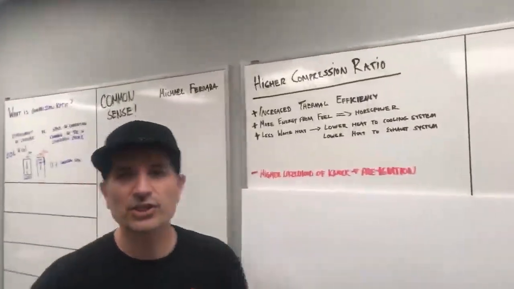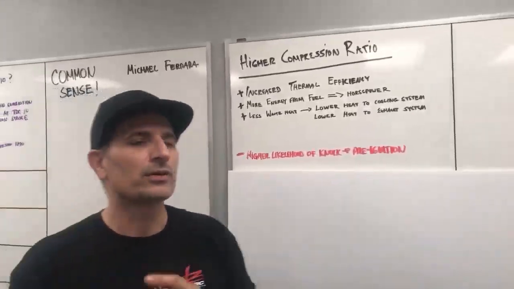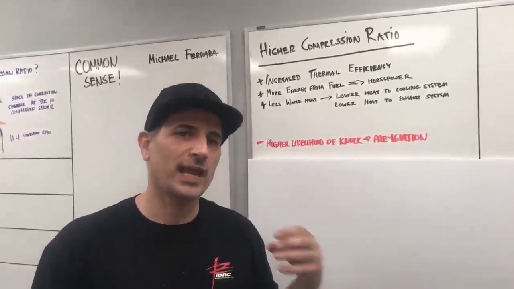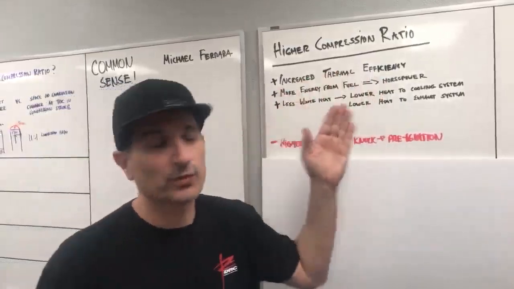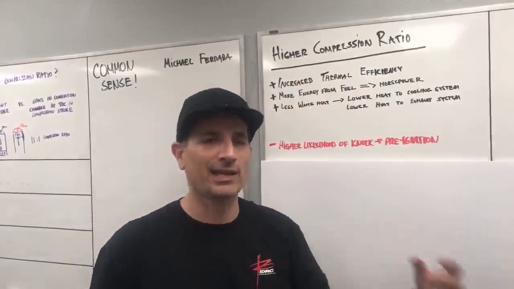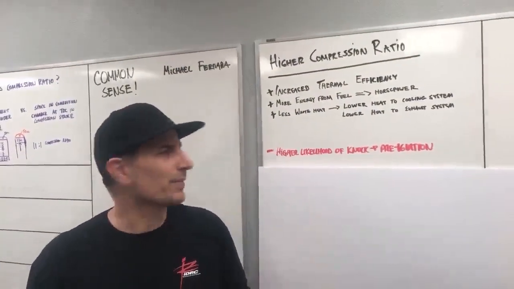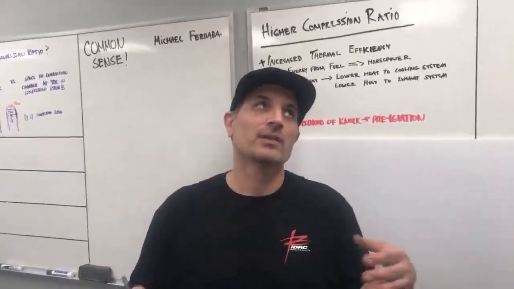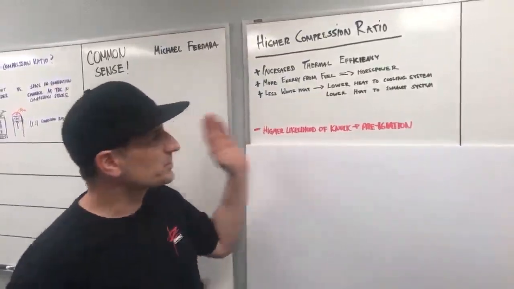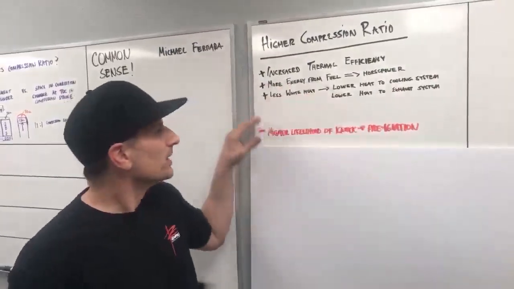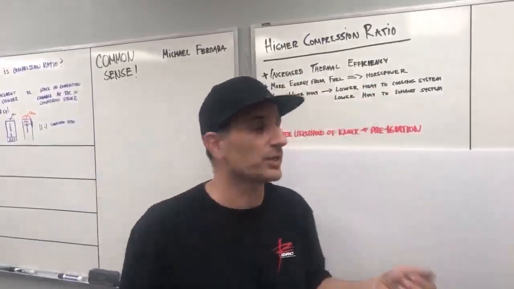Higher compression ratio. Here are the good things about it, the positives. You're going to increase the thermal efficiency. What does that mean? Well, you're getting more useful energy out of every drop of fuel that you're burning. And that more useful energy from the fuel means horsepower. So we're going to see more horsepower at the flywheel. Typically, gasoline engines are only using about 35 or 40% of the energy that's in the gasoline to make horsepower. The rest is going out in your cooling system and out your exhaust system. So you have less wasted heat going to those locations when you raise the compression ratio.